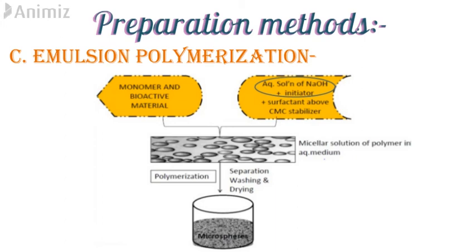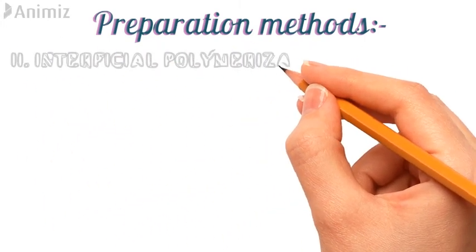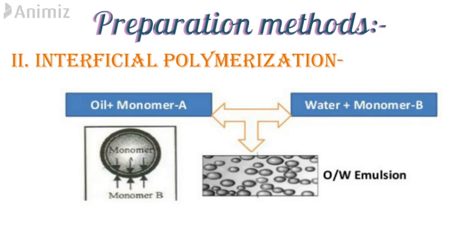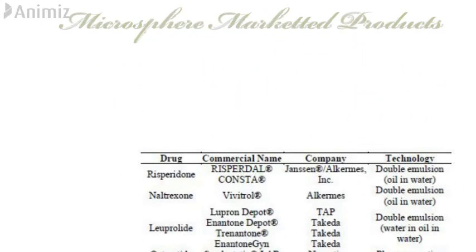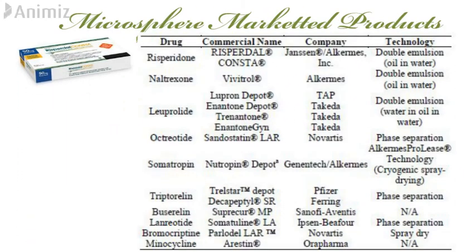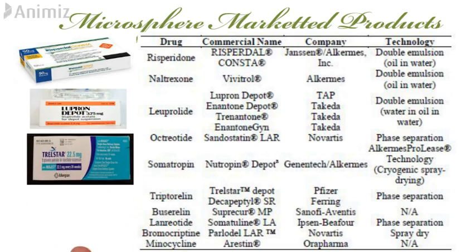the microspheres are formed. Interfacial polymerization basically involves the reaction of various monomers at the interface of two immiscible liquid phases to form a film of polymer that essentially envelops the dispersed phase. Here is a list of some marketed products of microspheres along with the method of preparation.